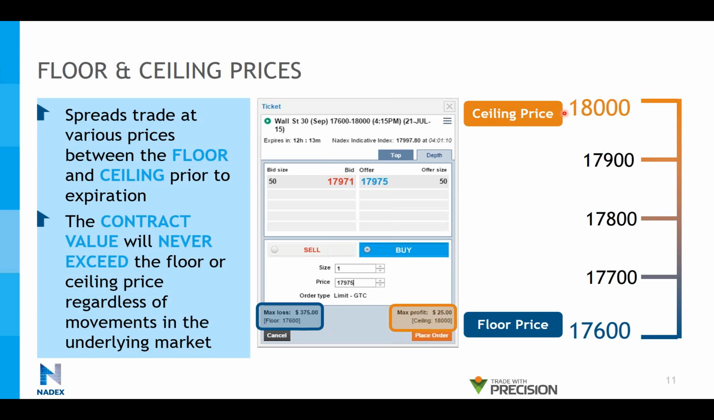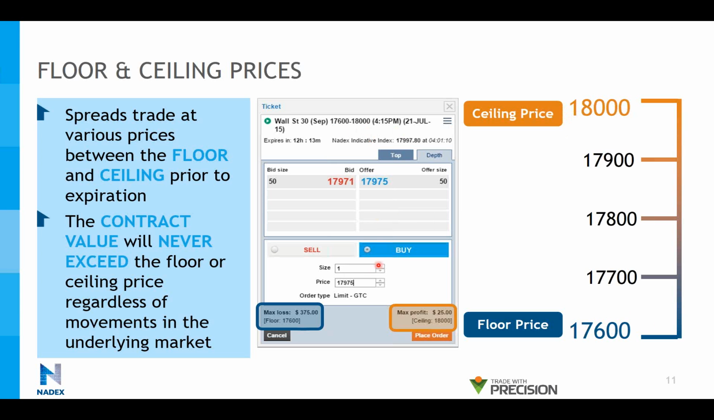Same thing is true. You're long that contract and the market shoots to 20,000 points. Your voyage ends at 18,000. Your journey ends right there, because that's the ceiling level. The market or this contract cannot move beyond that ceiling level. And you have those levels here.